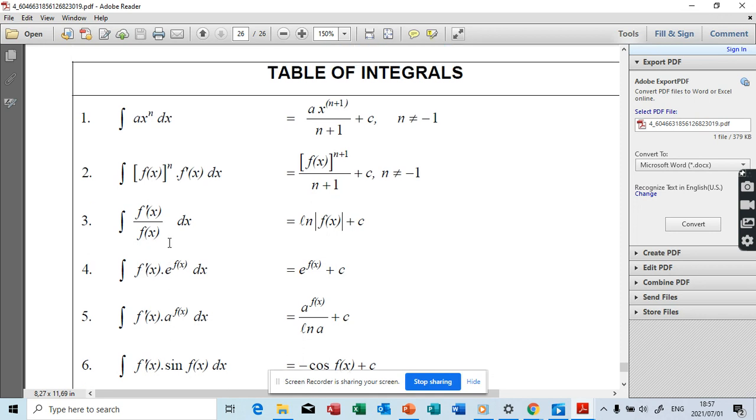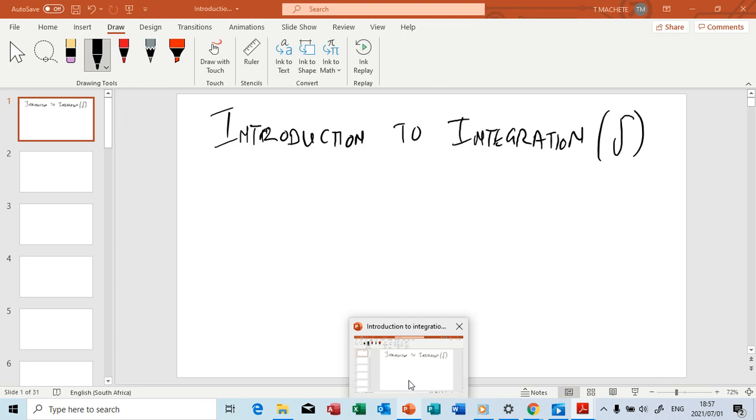So all I can say is that integration, guys, is the reverse of your derivative, your differentiation. I'll just show you one example. So we're gonna do number 1, 2 up until number 5. Then number 6 we'll do on the next session because I don't want to confuse you guys.